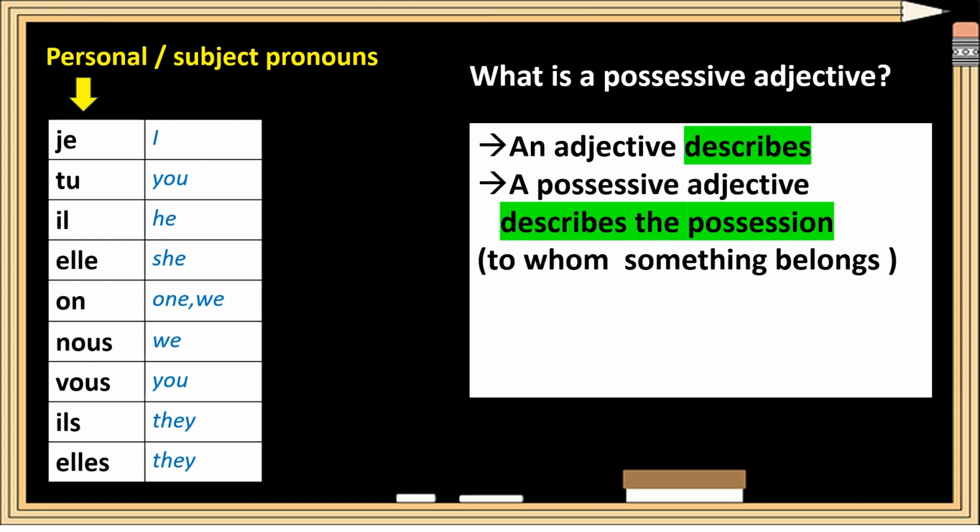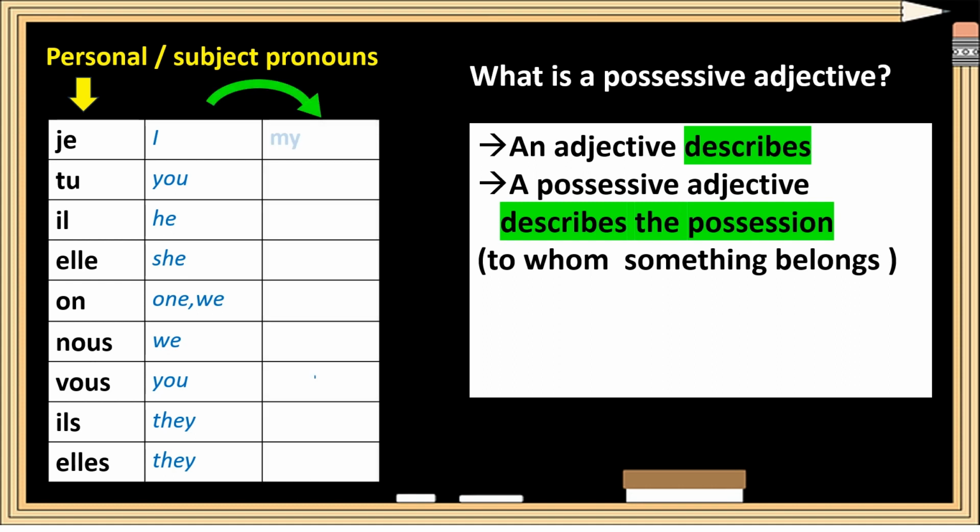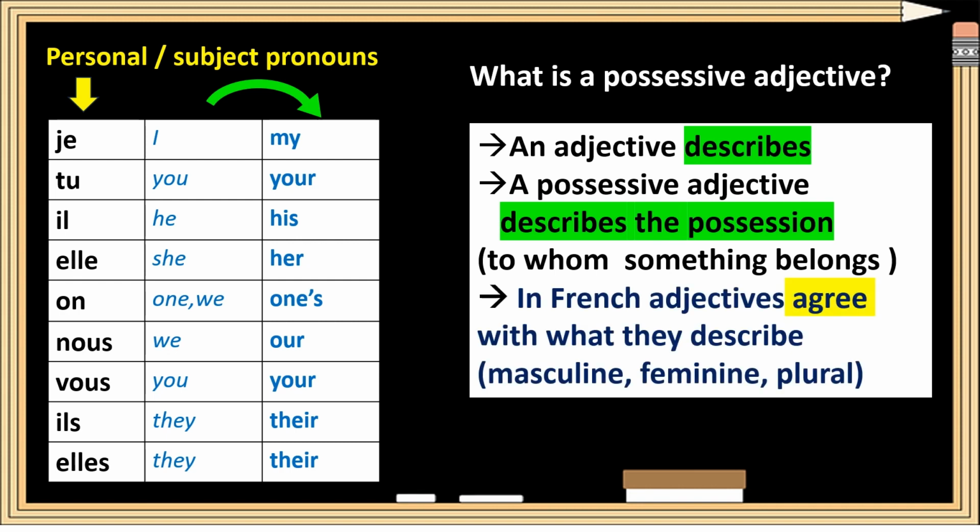For example, for I, if something belongs to me, I'm going to say my. If it belongs to you, it's going to be your. For he, it's going to be his, she, her, one, we is one's, we is our, you is your, they is their. One last thing, in French, we must remember that adjectives agree with what they describe.